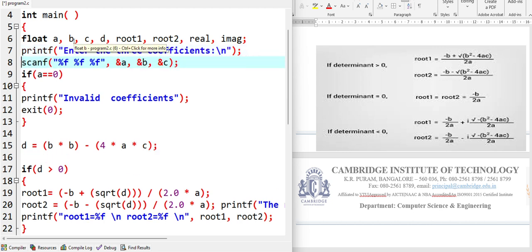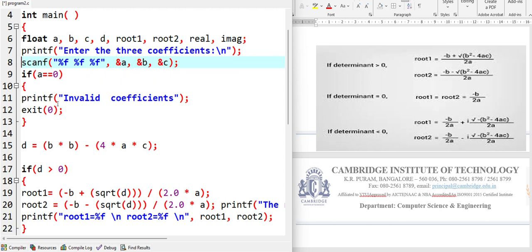We will see where we will be using these variables. a, b, c are the coefficients, d is the discriminant, root1 and root2, as you know, we have to find out the roots, and real and imaginary will be used for displaying the complex or imaginary roots. This program will take the inputs from the user. Those are the coefficients of the quadratic equation a, b and c.